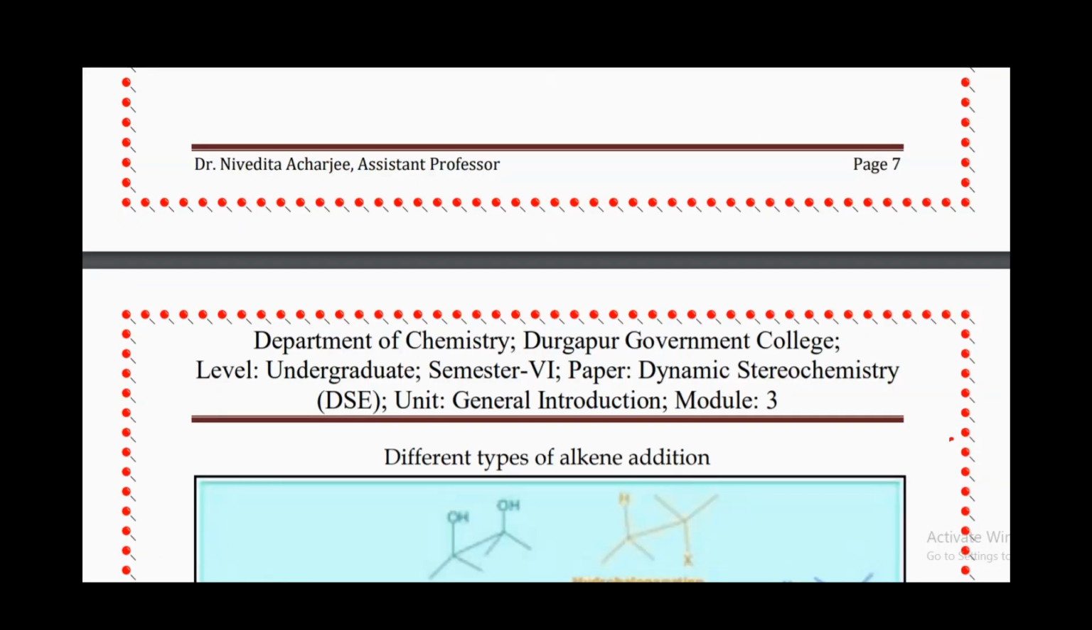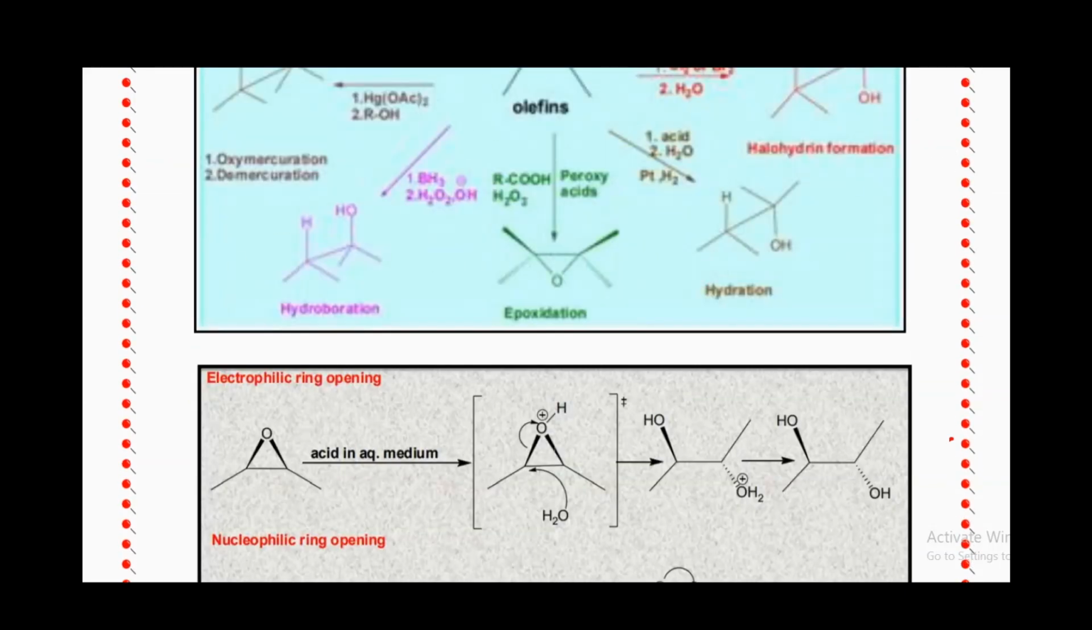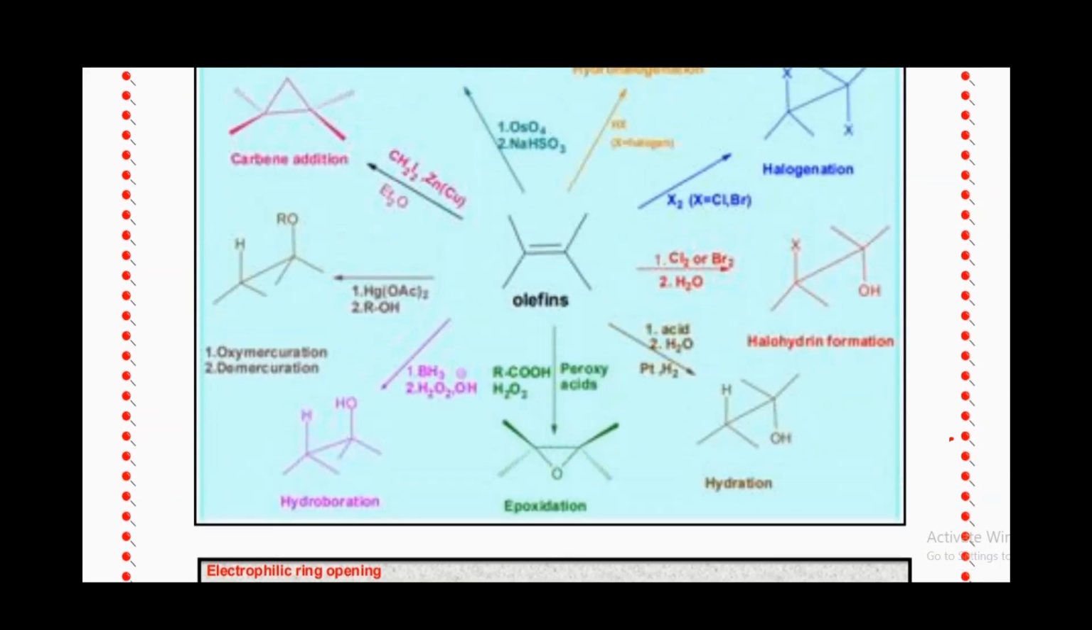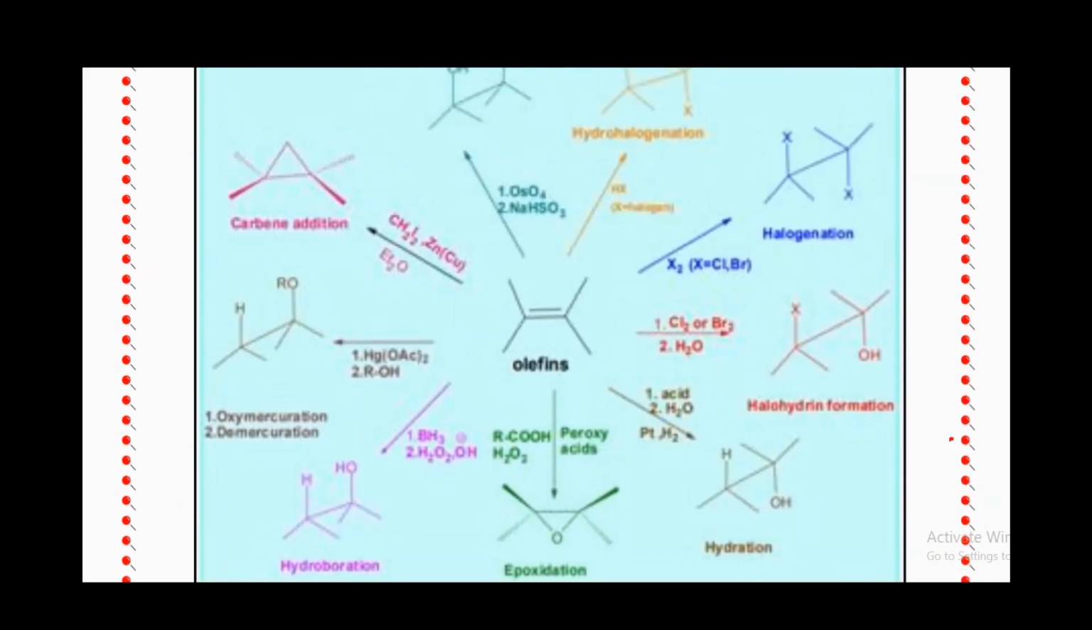Now, in the next series of reactions, I know this is a very hazy diagram over here, but I will try to explain it. I have given you an overview of all the reactions of the olefins. As you can see in the middle, this is the olefin. With OsO4, you are getting the syn hydroxylation. With hydrohalogenation, you are getting this X and H being formed. With halogenation, the 2X are added.